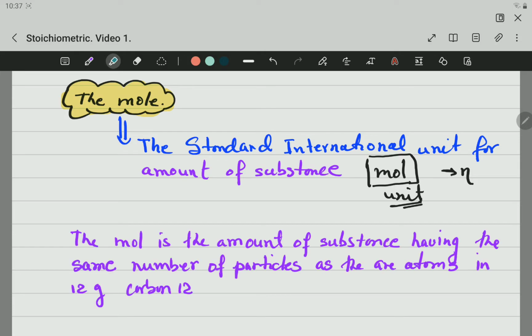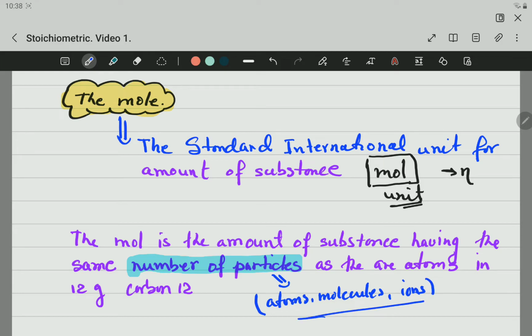Now, the definition of the mole: the mole is the amount of substance having the same number of particles as there are atoms in 12 grams of carbon-12. What do they mean by number of particles? That could be atoms, molecules, ions, or electrons. Those are the particles we are talking about.